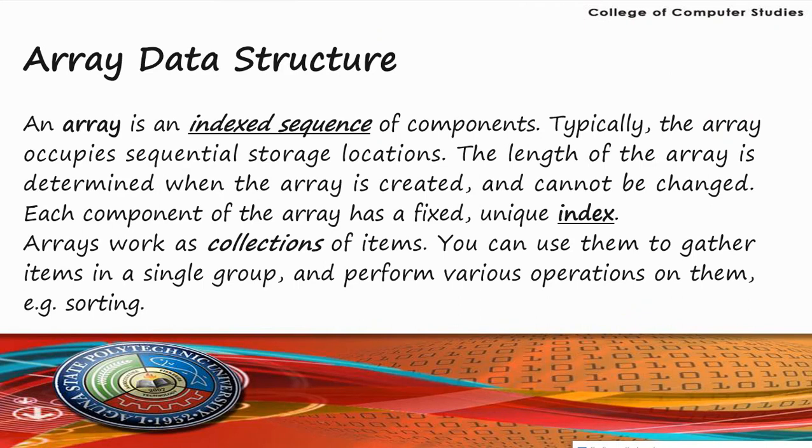Arrays work as collections of items. You can use them to gather items in a single group and perform various operations on them, for example, the sorting operation. So here, we can see that array is a linear data structure, and the length of the array tells us the number of elements that your array can store. Each component of the array has a fixed unique index. So arrays allow us to store multiple values of the same type in a single variable.